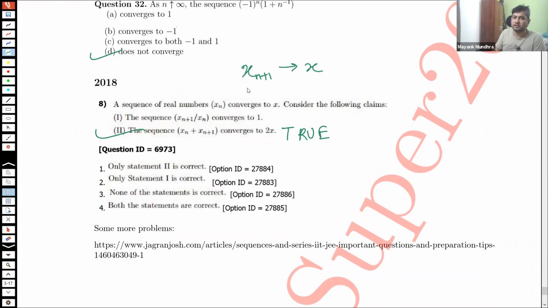Is this much clear? Yes, sir. Okay, so if xn is converging to x, then xn plus 1 should be converging to x.